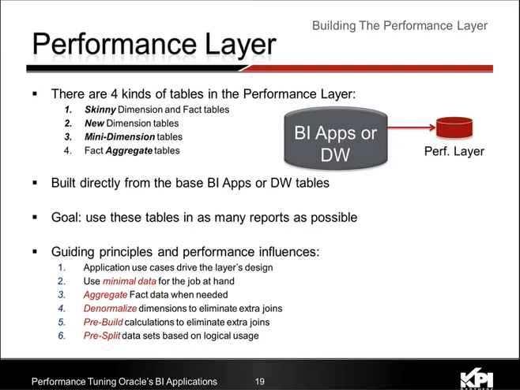A mini dimension table, another new concept for many folks. This is a unique idea where we're actually taking key fields out of a dimension and we're getting a distinct combination of them to make a very tiny table. It only has a few fields in it, and it's a fantastic way of linking in, particularly with aggregate tables, number 4. Those are our normal standard aggregate tables that are pretty common in the industry. We're going to build these directly from the base BI apps or data warehouse tables. And our goal is to use these as many places as we possibly can.